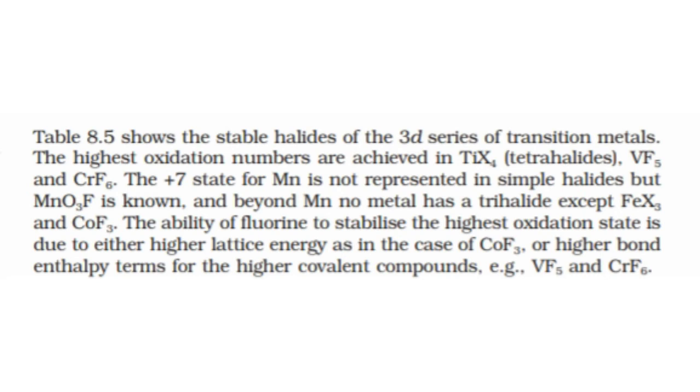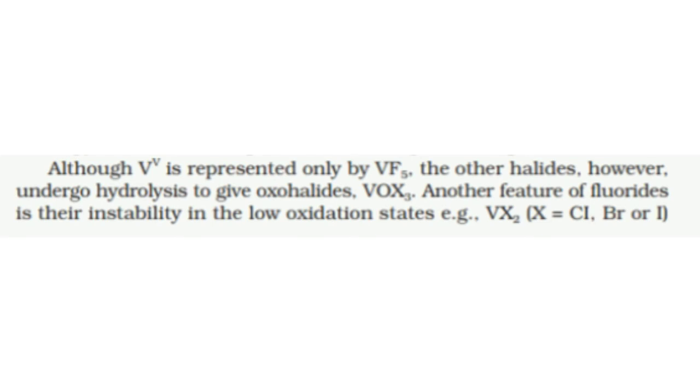The ability of fluorine to stabilize the highest oxidation state is due to either higher lattice energy, as in the case of CoF3, or higher bond enthalpy terms for the higher covalent compounds. Examples are VF5 and CrF6. Although V5+ is represented only by VF5, the other halides undergo hydrolysis to give oxohalides, VOX3.